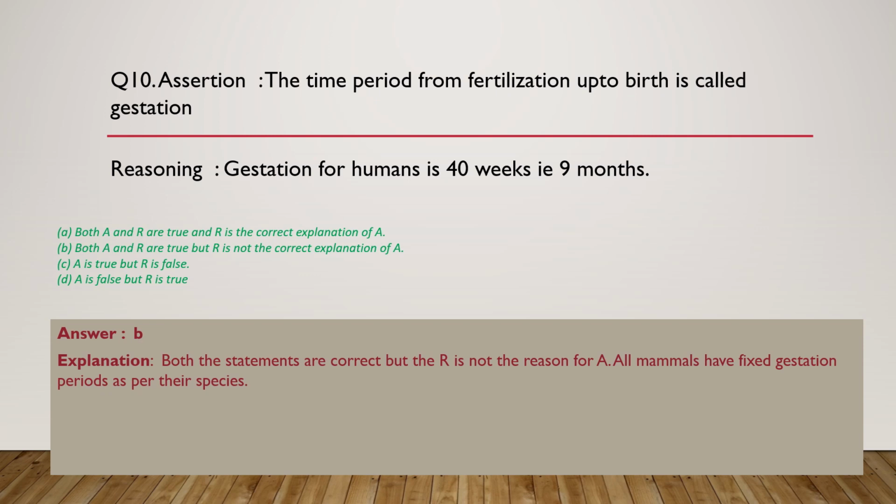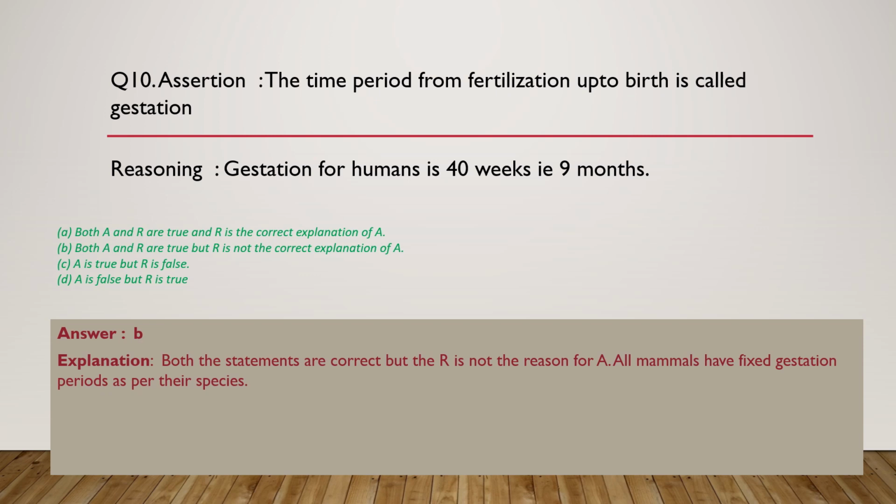Assertion: the time period from fertilization up to birth is called gestation. That's right. Reason: gestation for humans is 40 weeks, that is 9 months. This is also right. However, the reason is not the correct explanation of the assertion. That is because every species has a different gestation period, and that is not the reason as to why gestation happens.